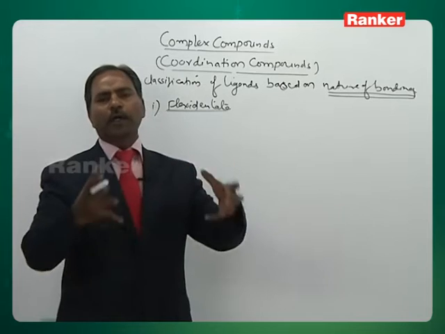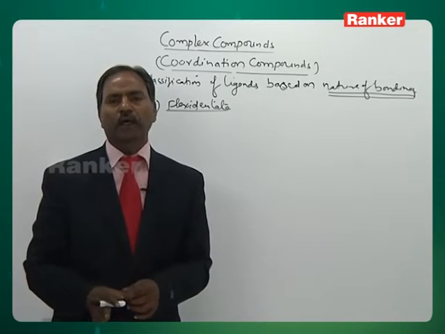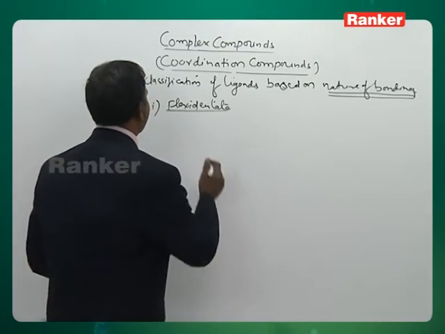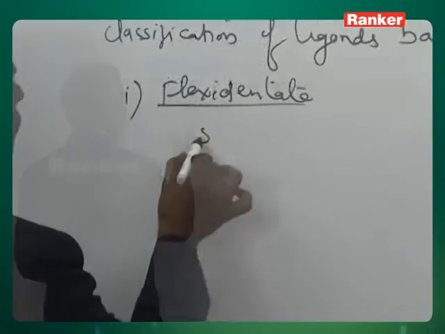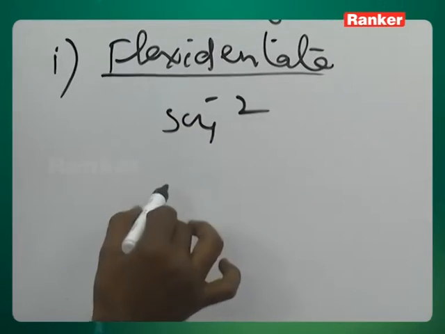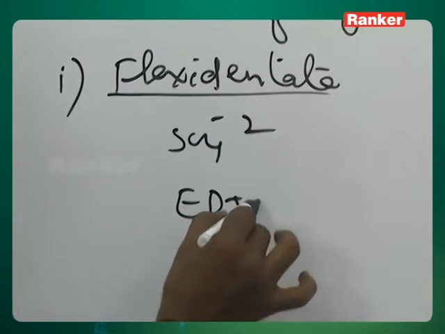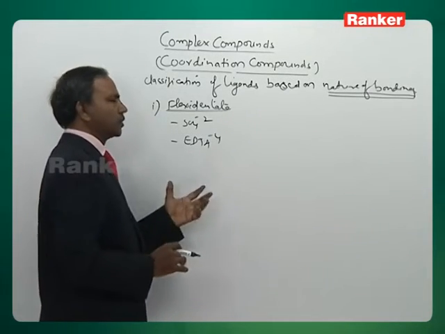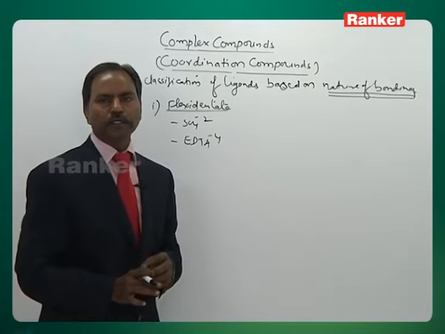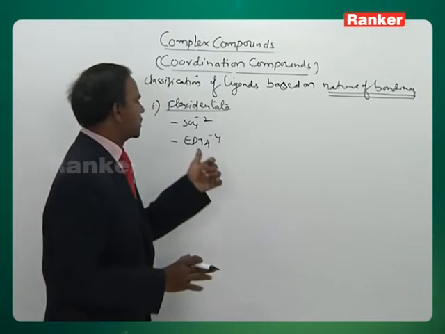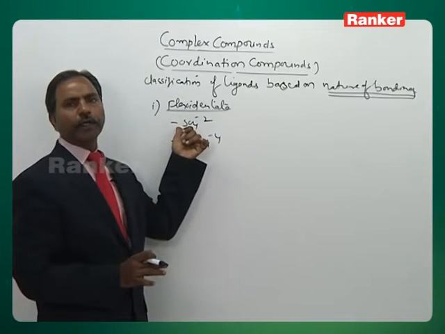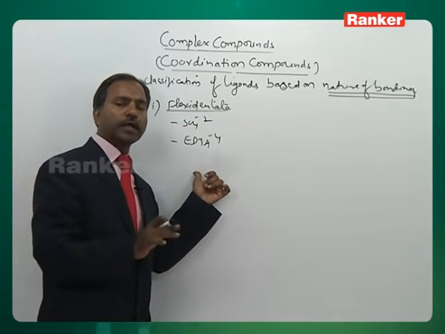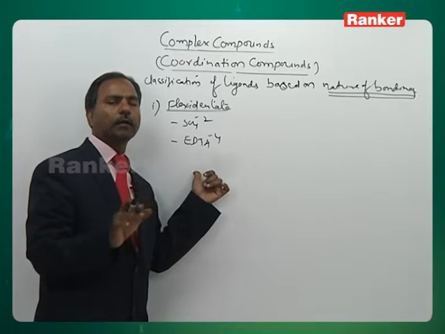Generally, all the polydentate ligands have such a character, flexidenticity or flexidentate character. The best examples you can consider are the sulfato ligand and EDTA. These two ligands you can consider as flexidentate. Not only these two, almost all the polydentate ligands you can consider as flexidentate. Sulfato ligand is bidentate, and it can also act as monodentate. EDTA is hexadentate, and can also act as pentadentate or tetradentate ligand.